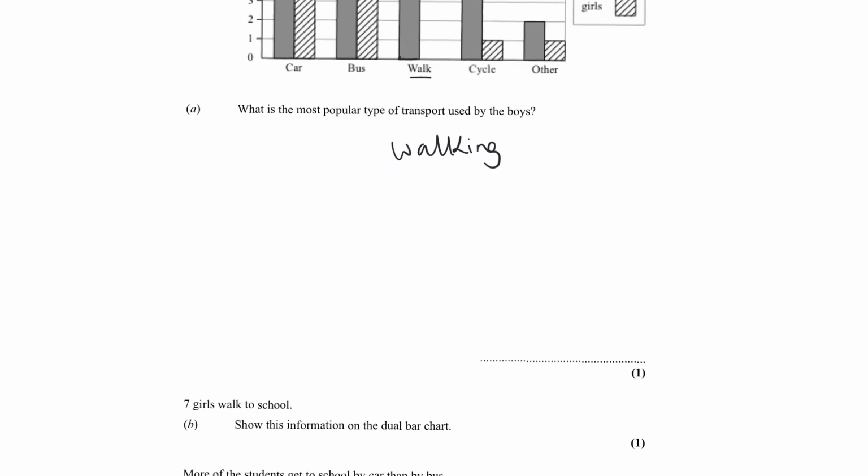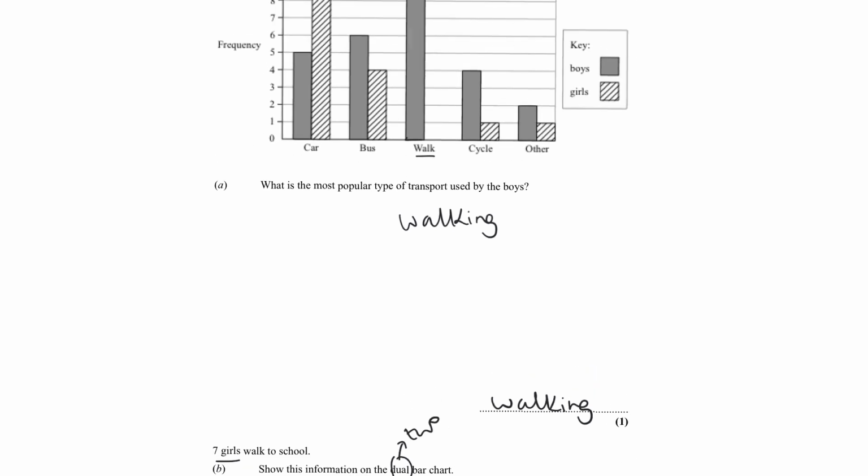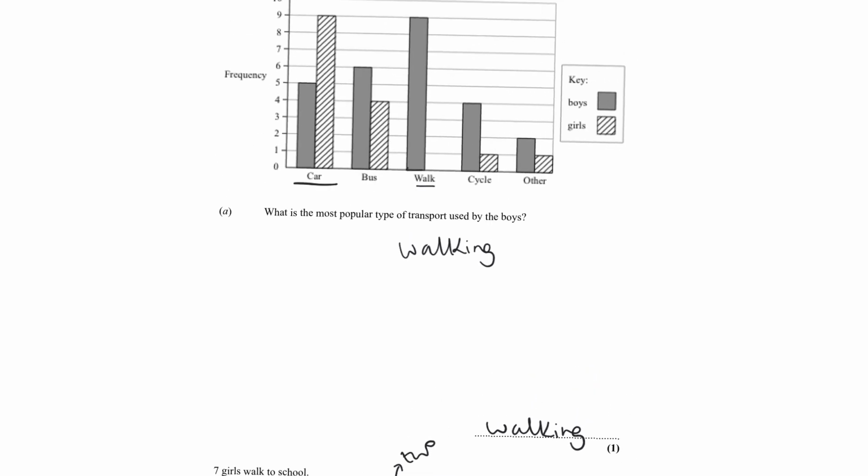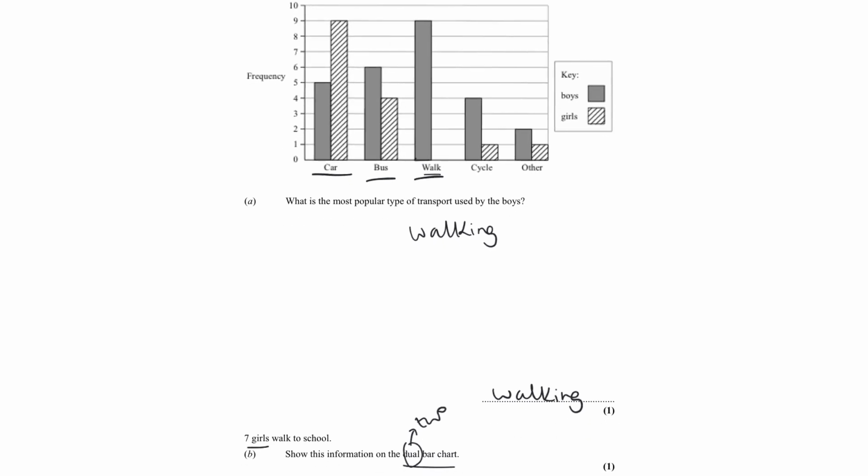Then it goes on to say, I'll write it down here, that 7 girls walk to school, and it wants us to show this on the dual bar chart. Dual just means 2, and as you can see, for each mode of transport, they all have 2 bars. The only one that has a bar missing is walking, so we're going to fulfill that based on what they've given us. So all we need to do is draw a bar up to 7, representing girls, and because girls are stripes, you just draw stripes in it, and that's literally it.